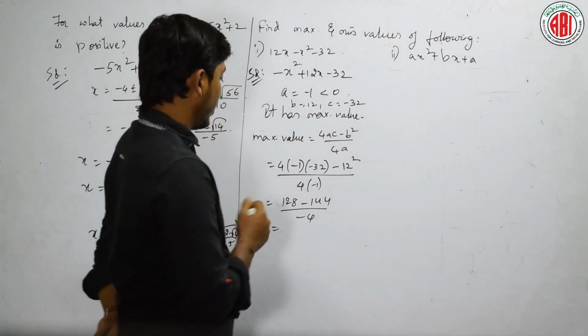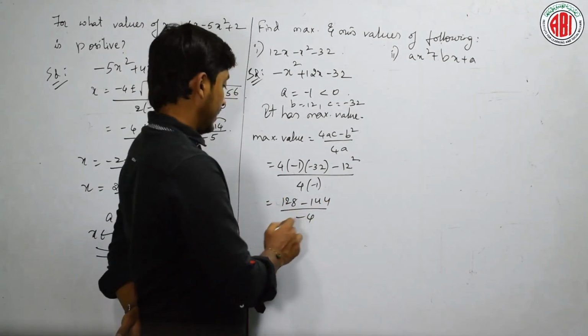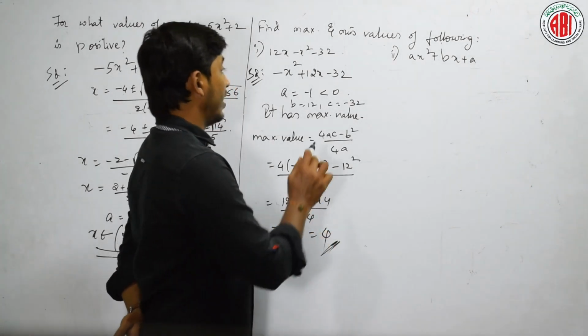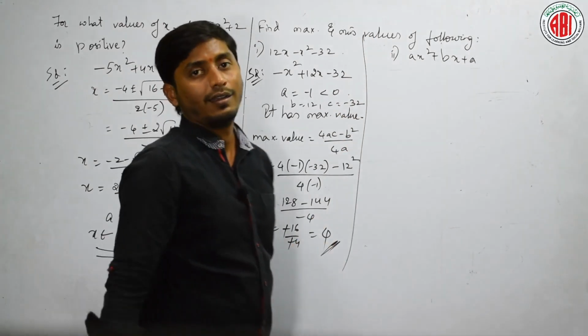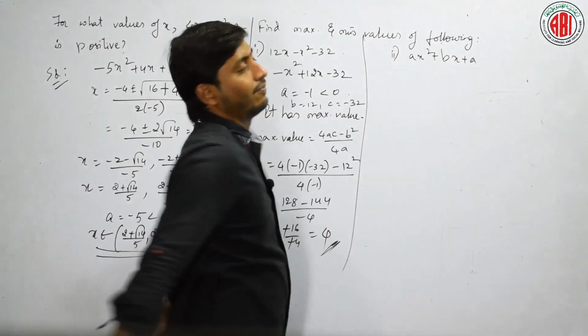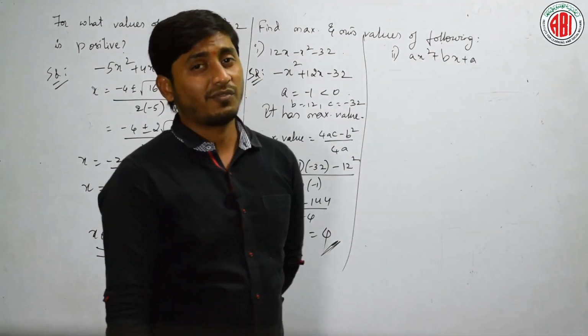128 minus 144 is minus 16. Yes, minus 16 by minus 4, that is 4. The maximum value is this. Done. Okay. Next, ax square plus bx plus a. What is the maximum value for it?